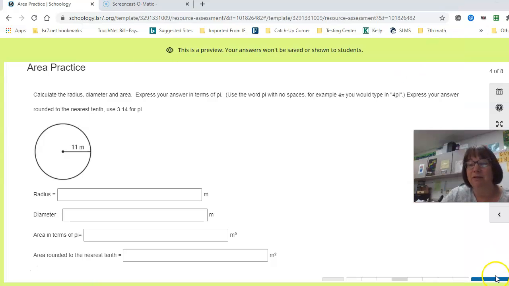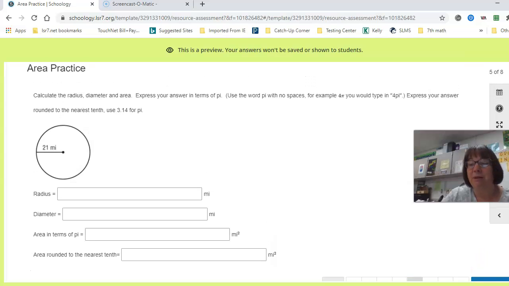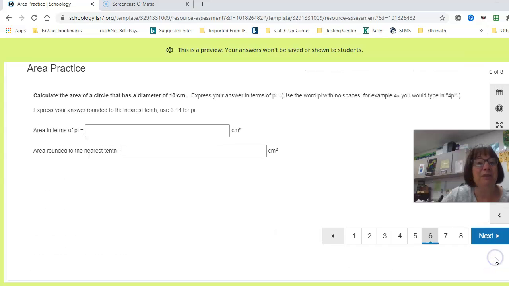Okay, coming back to our assignment, you have some other problems with pictures. You'll work them all the same way. And then you get to some with words. I suggest when you have words that you draw a picture of your circle and you work it out just like I did on the sheet. Okay, work out the problem and then just insert the answers.